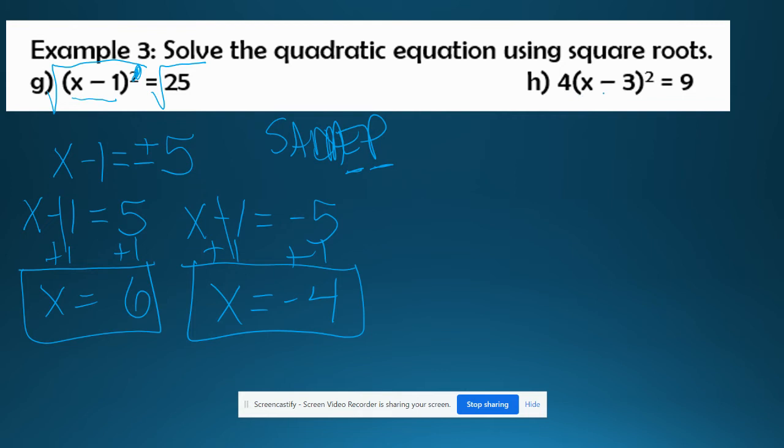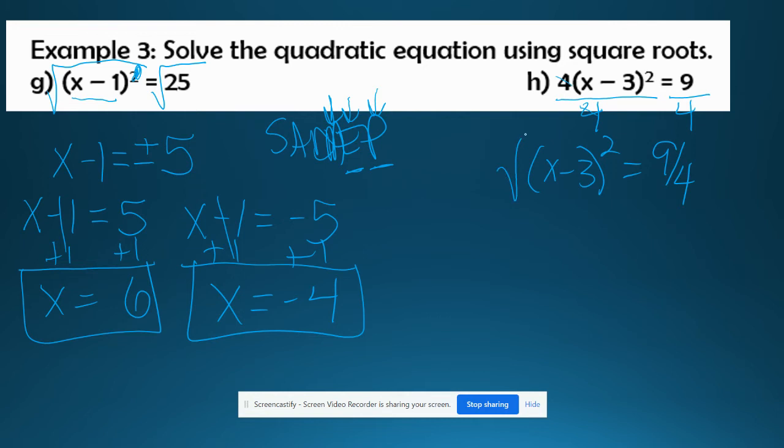For letter H, if I'm again looking at, we have multiplying, we have exponents, and we have parentheses. So we have to do the multiplying first. The opposite of multiplying by 4 is dividing by 4. So these 4's reduce to 1. We're left with x minus 3 squared is equal to 9/4. You want to leave that as a fraction.